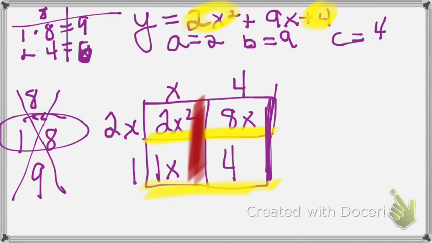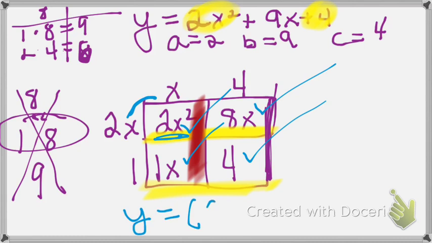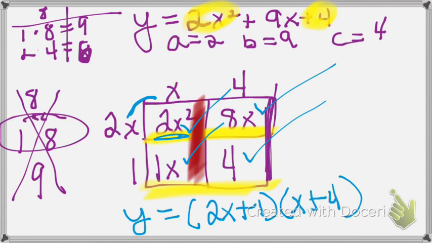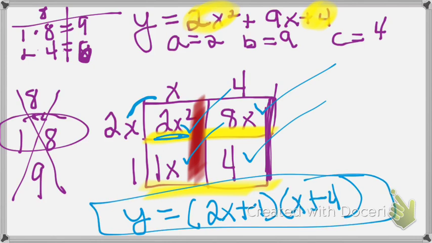Now, let's double check my work. Let's see if I actually got the correct answers. Does 2x times x, those two numbers right there, give me 2x squared? Yes. Does 2x times 4 give me 8x? Yes. Does x times 1 give me 1x? Yes. And 1 times 4? Yes. So my factors of this quadratic are 2x plus 1 and x plus 4. Those are the factors of this quadratic.